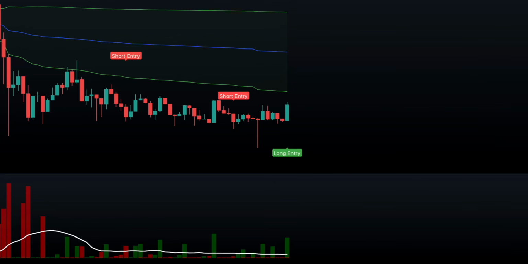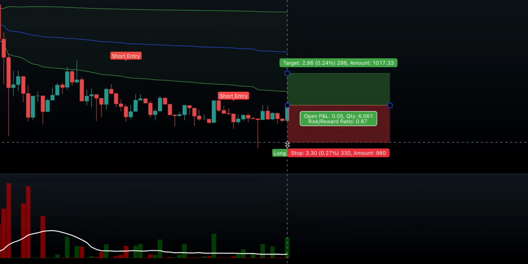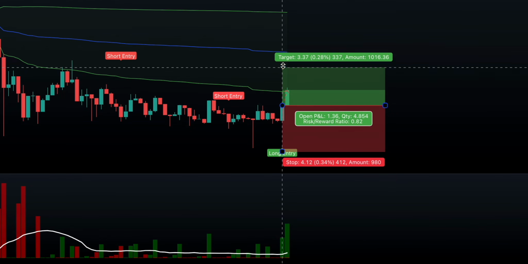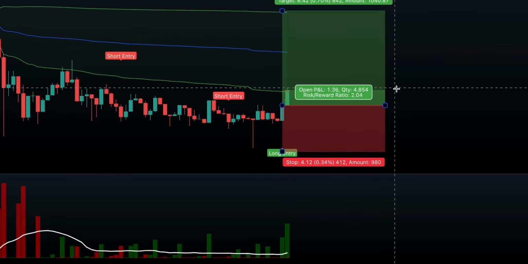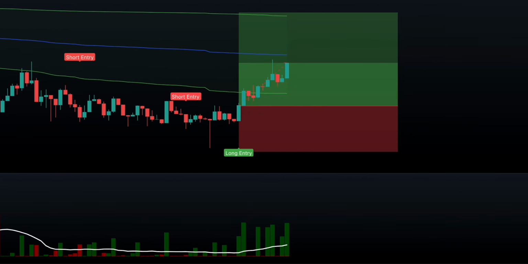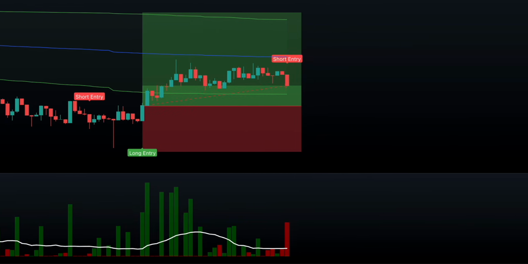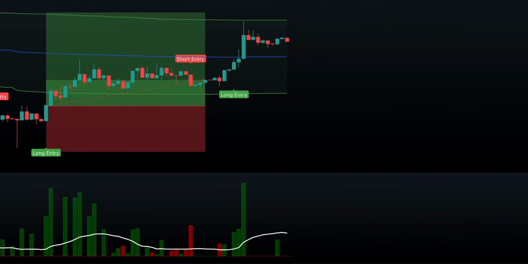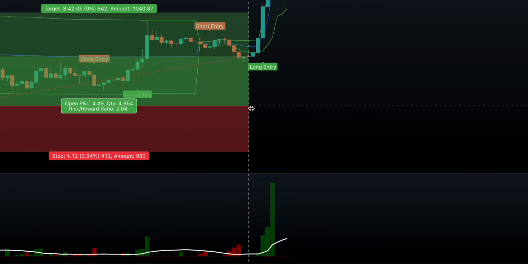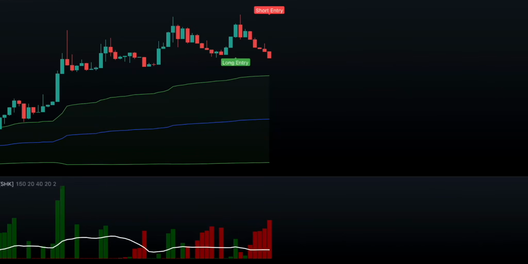Once these conditions are met, a buy order should be placed at the open price of the next candlestick. Stop loss is set below the recent swing. Target at least 2 times the risk for this strategy. For sell entries, do the opposite.